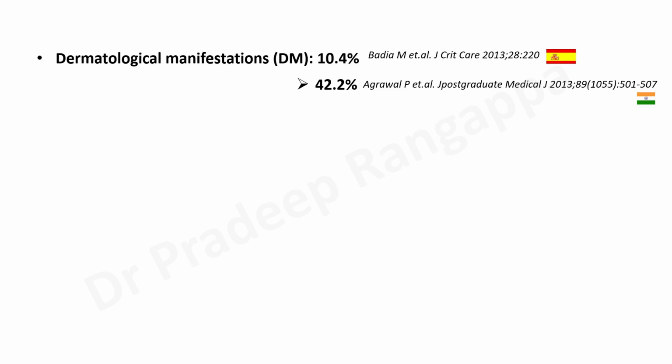And an Indian study, done at CMC Vellore, put the dermatological manifestation as very high, 42.2%. But 42 seems to be an overestimate, as we'll come to in the studies as we go along. Maybe 10 to 15% may be reasonable, because most of the Western studies put the dermatological manifestations in ICU at around 10 to 15%.